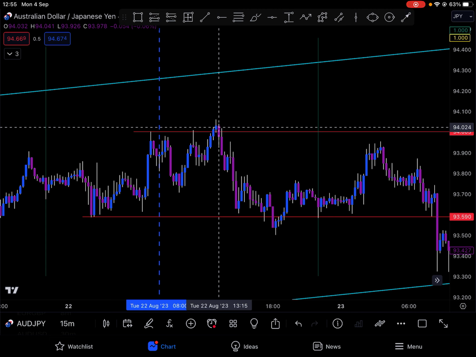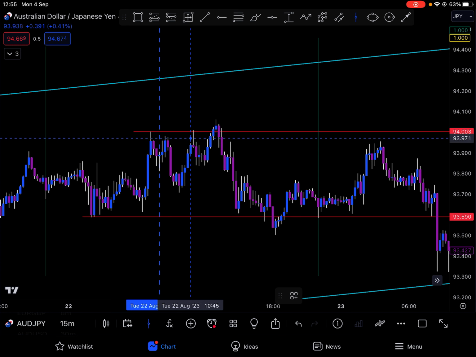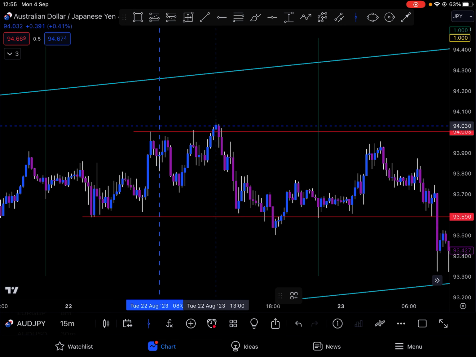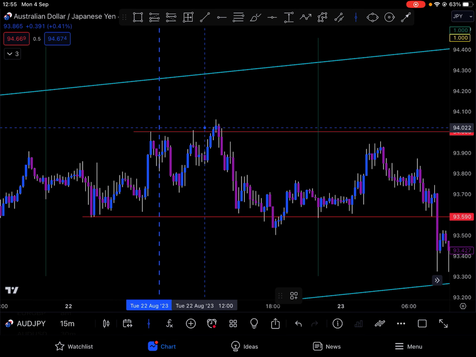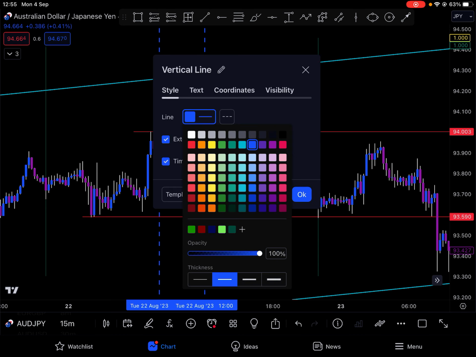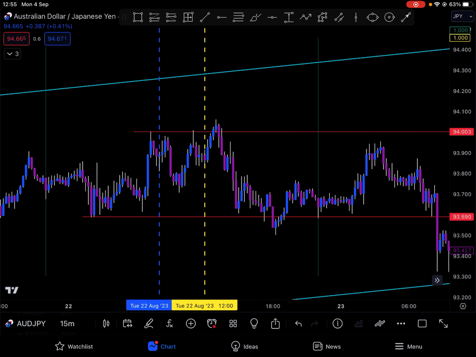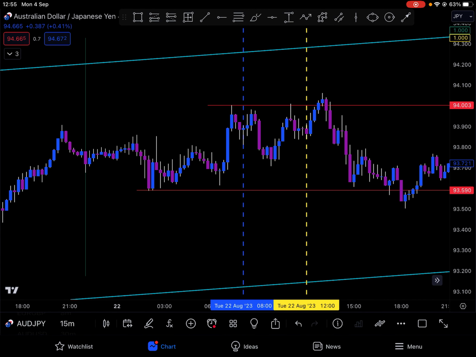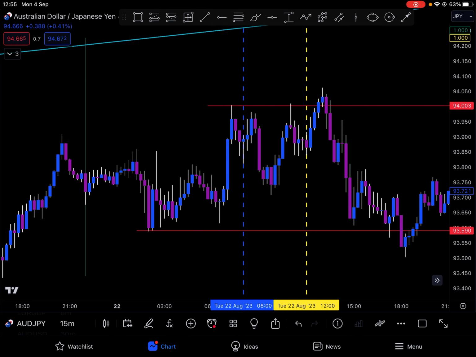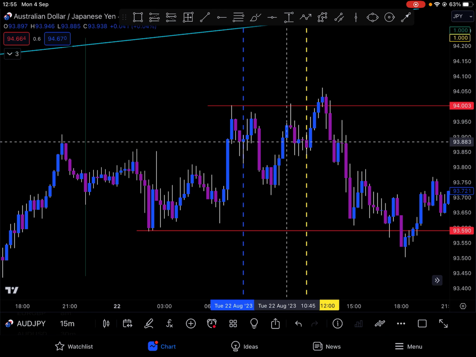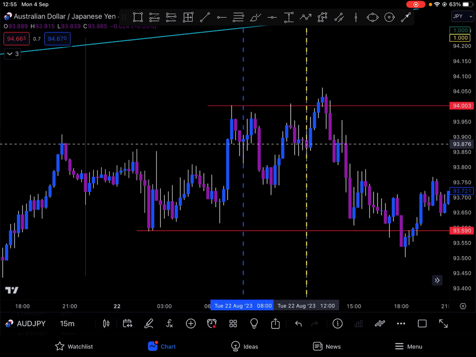And the New York session starts at 12 noon. Starts over here. For the sake of the video, I'm just gonna make this a different color. Yellow. Nice color. So the New York session open is the yellow, and London Open is the blue. So we're gonna wait for the break. All the way from London Open until New York Open, we didn't actually have a break.